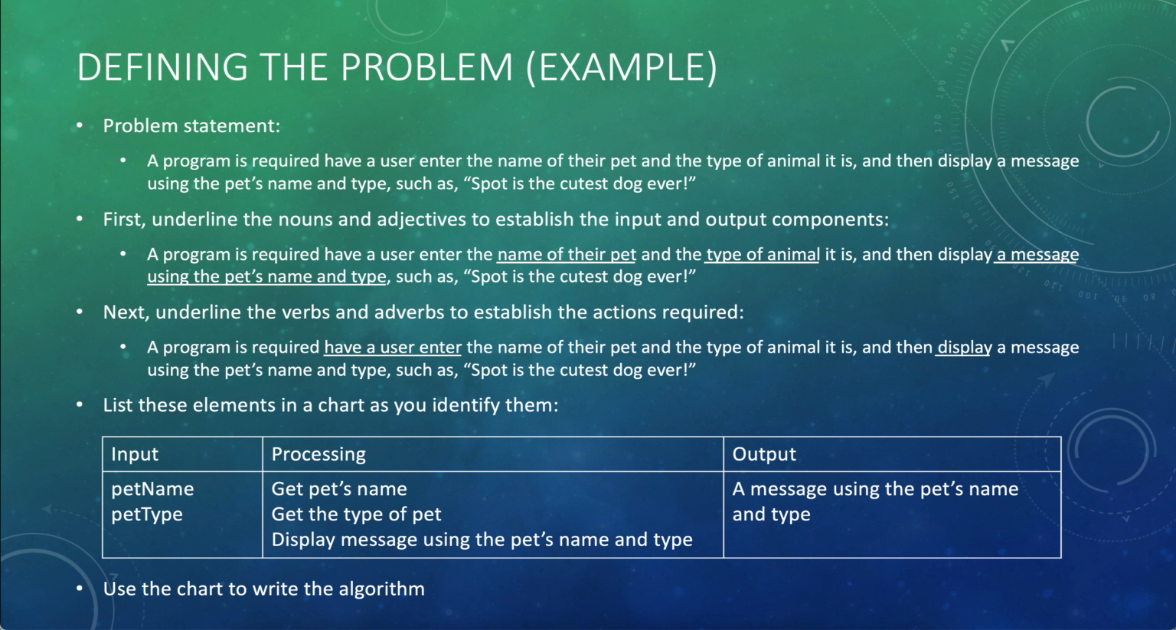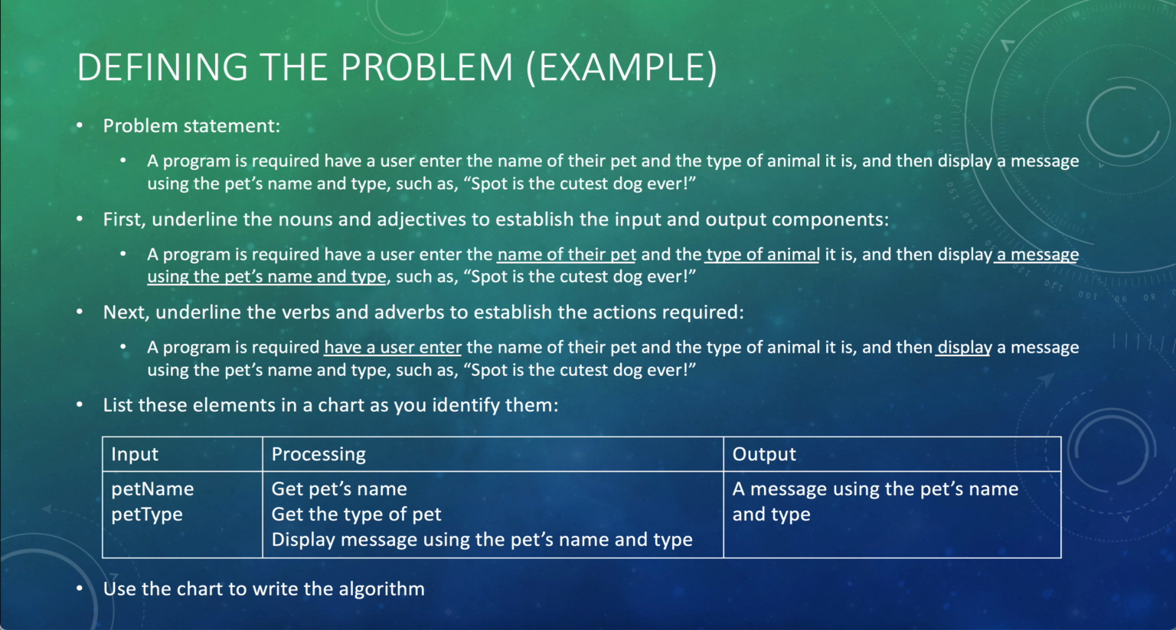In this example, the problem statement is a program is required to have a user enter the name of their pet and the type of animal it is, and then display a message using the pet's name and type, such as Spot is the cutest dog ever. So Spot would be whatever name they put in, and dog would be whatever pet type they put in.